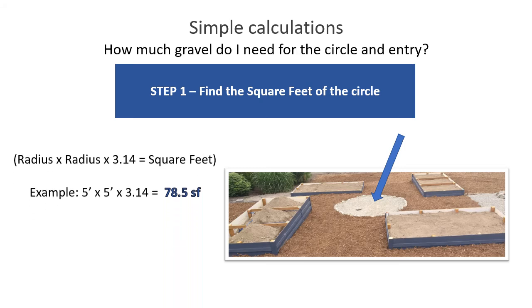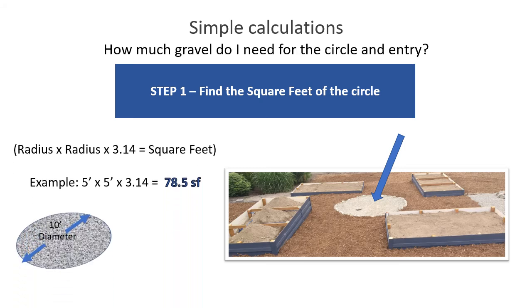Measure the width of your circle, the diameter. Half the width is called the radius. Multiply radius times radius times 3.14, which is also pi, and you get your square feet. Our circle is 10 feet wide, so our example is 5 feet times 5 feet times 3.14, and we get 78.5 square feet.